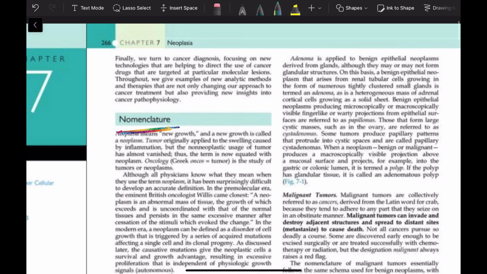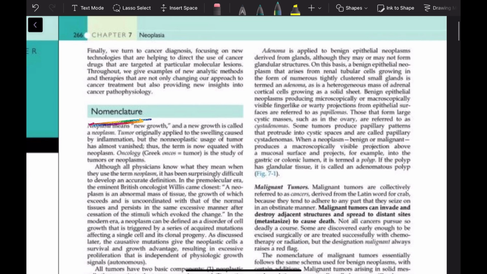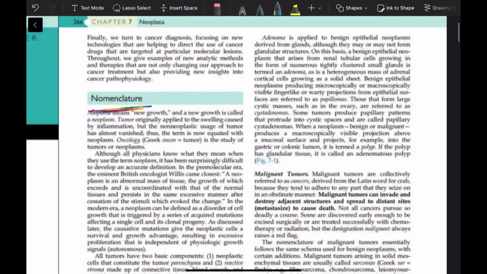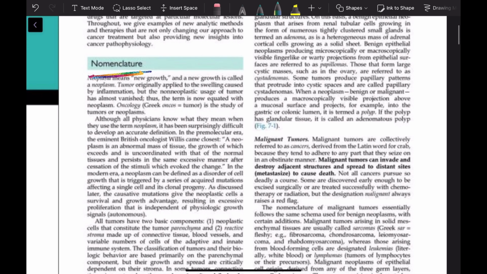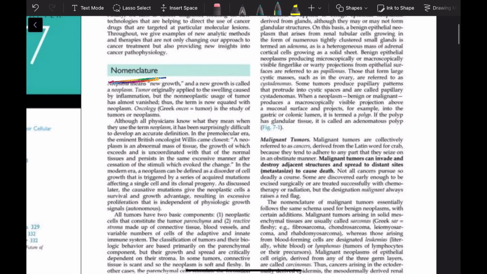Finally, we turn to cancer diagnosis, focusing on technologies that are helping to direct the use of cancer drugs that are targeted at particular molecular lesions. Throughout, we give examples of new analytic methods and therapies that are not only changing our approach to cancer treatment but also providing new insights into cancer pathophysiology. Okay, now let's start with the nomenclature. Until now, all we read was the introduction. We are going to study new analytic techniques and the different kinds of cancer. Now let's start with nomenclature.